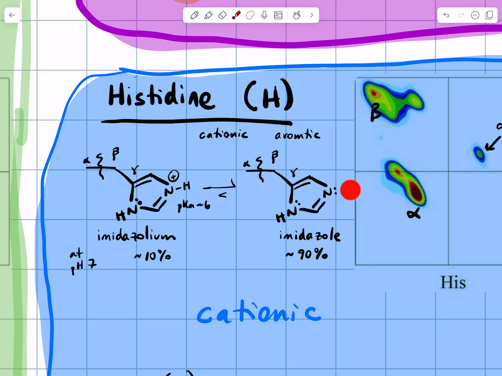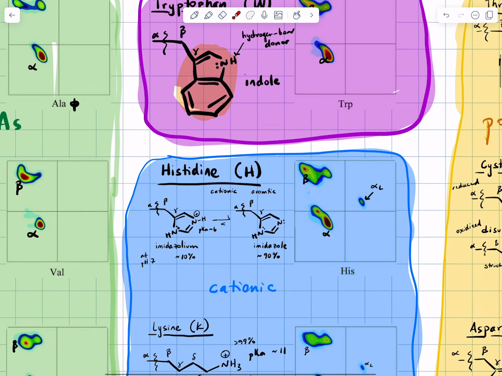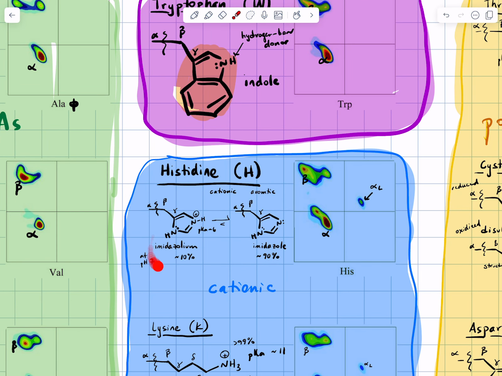It can act as a base to remove a proton. It can act as an acid to give a proton. And histidine's found because of this in a lot of enzyme active sites. So don't be deceived. I grouped it with the cationic ones because it can be cationic about 10% at physiological pH. It's mostly neutral at physiological pH. It could also fit in with the other aromatic amino acids. Okay, questions about that?